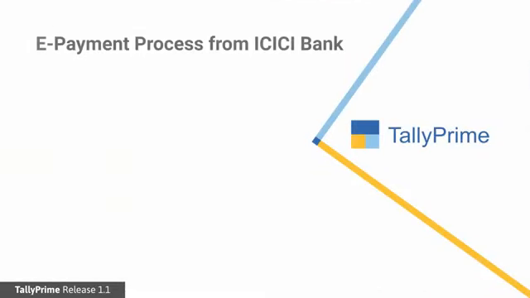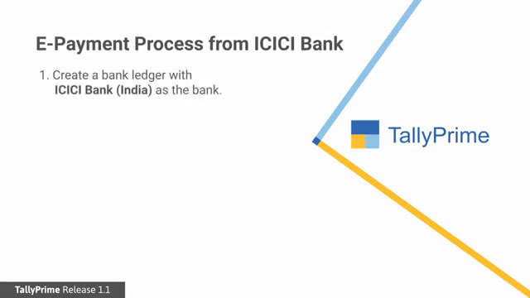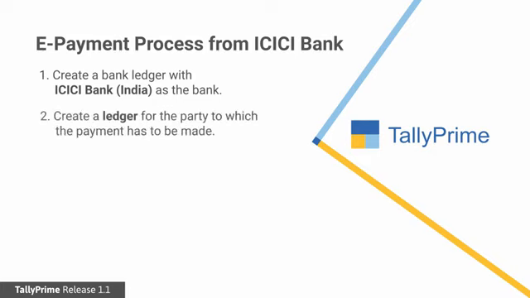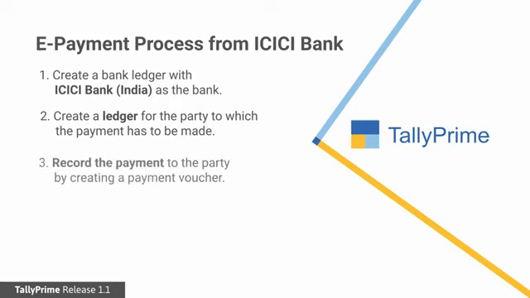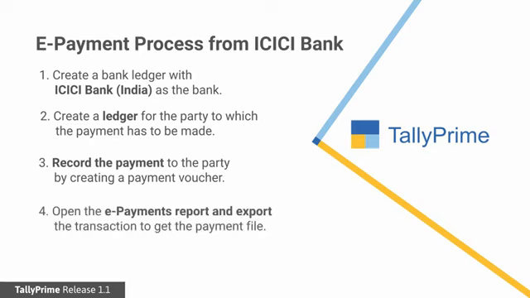Let's have a quick look at the process of e-payments from ICICI Bank using TallyPrime again. Create a bank ledger with ICICI Bank India as the bank. Then create a ledger for the party to which the payment has to be made. Record the payment to the party by creating a payment voucher. Now, open the e-payments report and export the transaction to get the payment file.